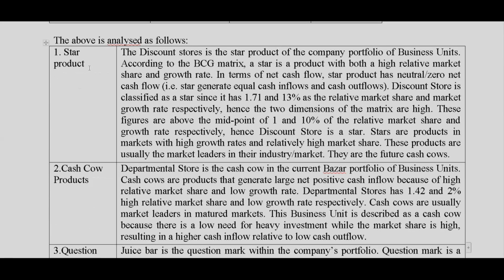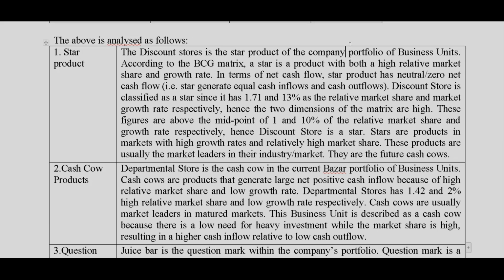Then you take them one by one. It shouldn't be in a table, because I want to save space. Okay, so this is how you interpret it. For instance, star products, you underline it. So star product, you underline, then you say, for instance, the discount store is the star product of the company's product portfolio. It's like ratio analysis.